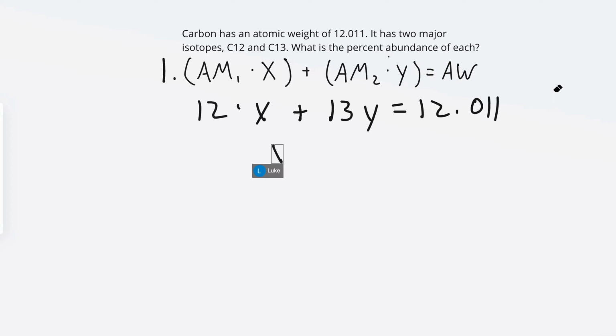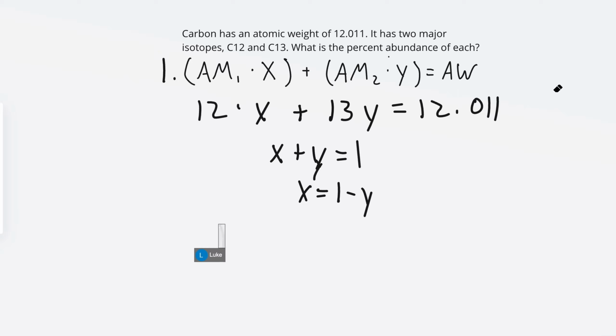The second equation that we're going to use is x plus y equals 1. And the reason this is a valid equation is because we only have two isotopes. So x is the percent abundance of one, y is the percent abundance of the other, and they're going to have to add up to 100. So if you take the decimal form of those two percent abundances, they're going to add up to 1. And then we're going to use that equation to just solve for one of those variables. So I'm going to solve for x. X equals 1 minus y. And then we're just going to plug 1 minus y into the equation above and then solve for y.